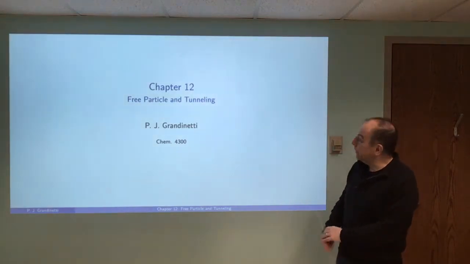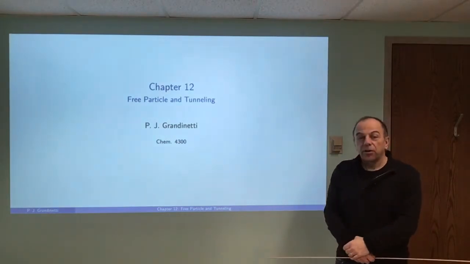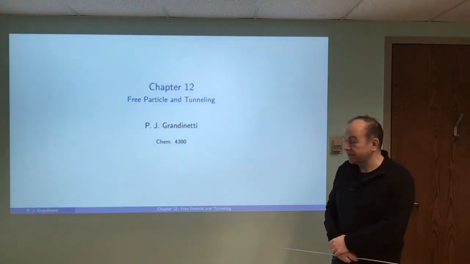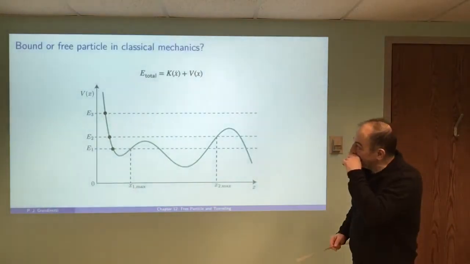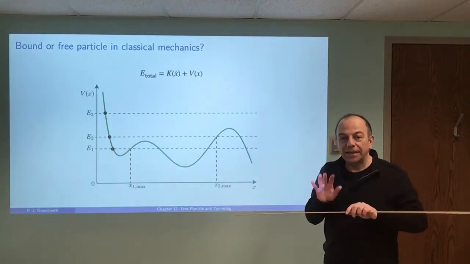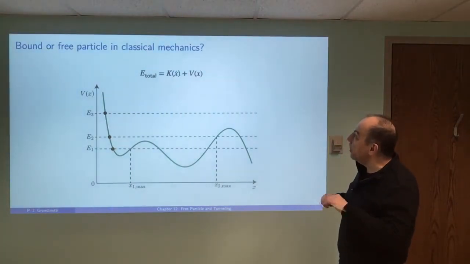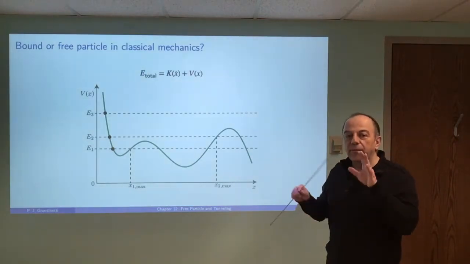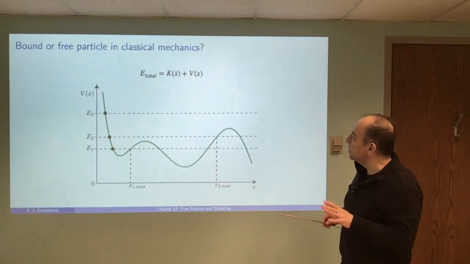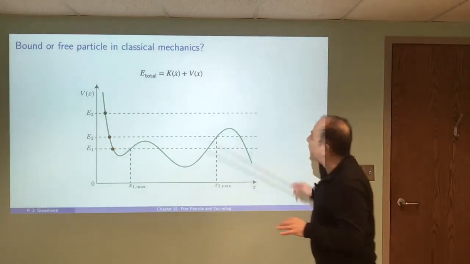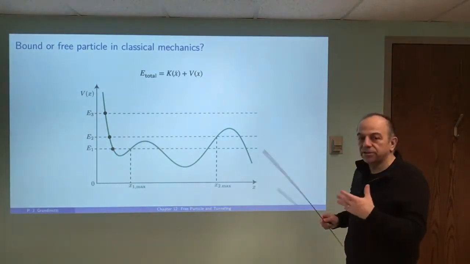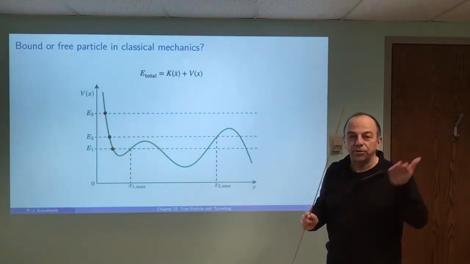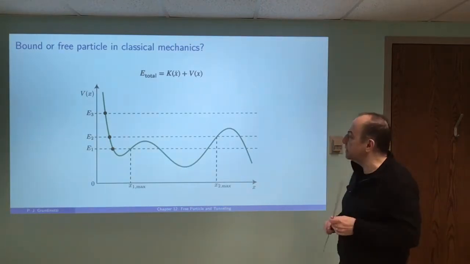In this video, we're going to begin Chapter 12 on the quantum free particle and this concept of tunneling. So let me first go back and review some ideas from classical physics. We know that if you have a conservative force acting on a system, we can describe that force as a potential energy surface, and we can have a conservative force where the total energy is constant. So at any point in time, the sum of the kinetic energy and potential energy add up to a total energy which remains constant in time.